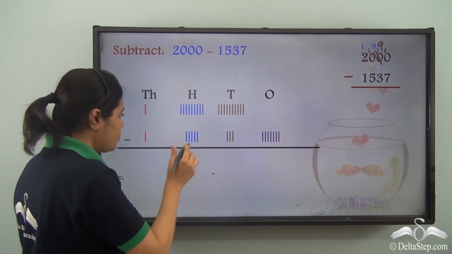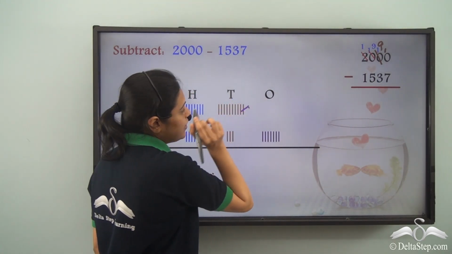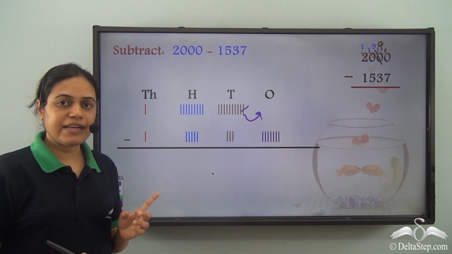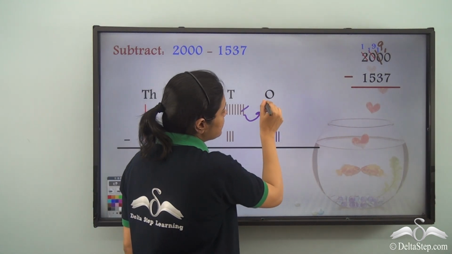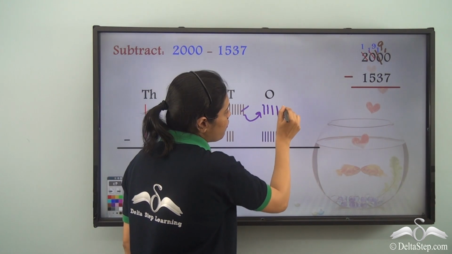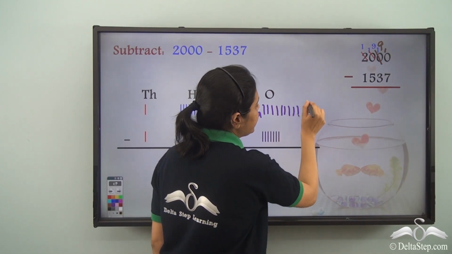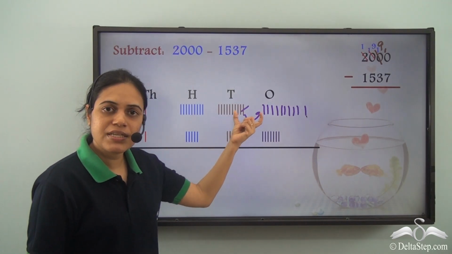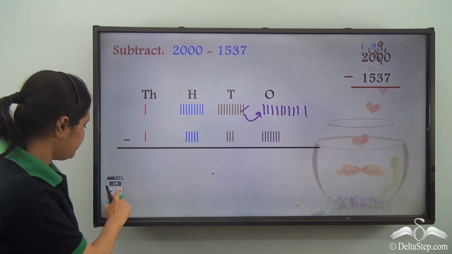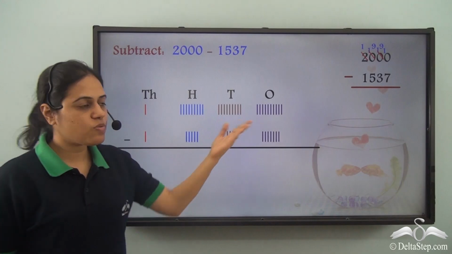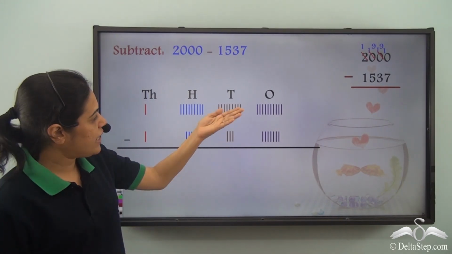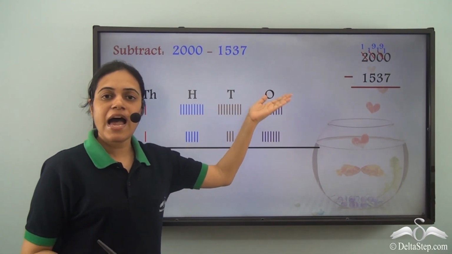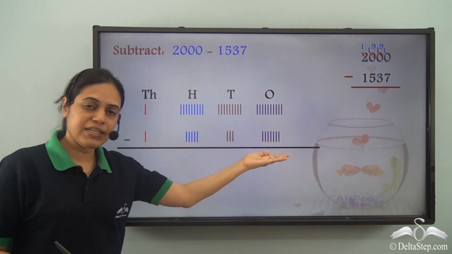Similarly, over here, this 1 will go to the ones place and 1 tens means 10 ones. 1, 2, 3, 4, 5, 6, 7, 8, 9, 10 ones. So we are left with 9 tens and 10 ones. So this is what we have. And now I have sufficient number of hundreds, tens and ones to subtract these.